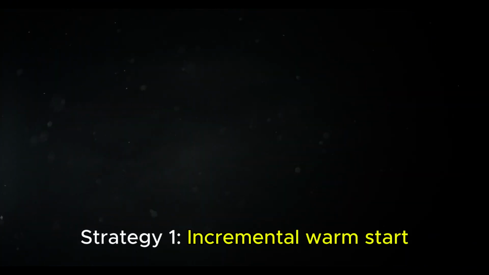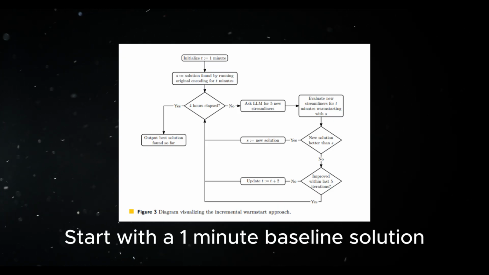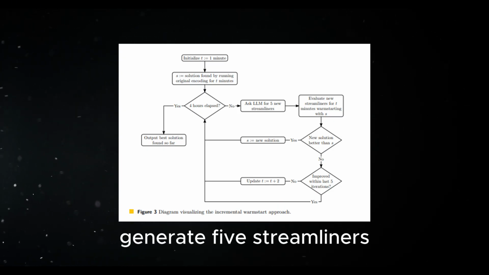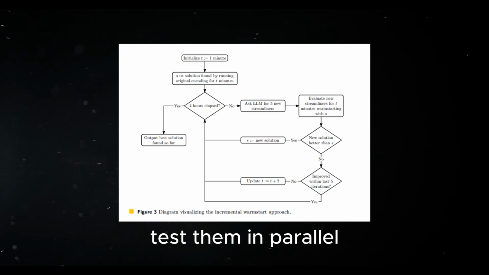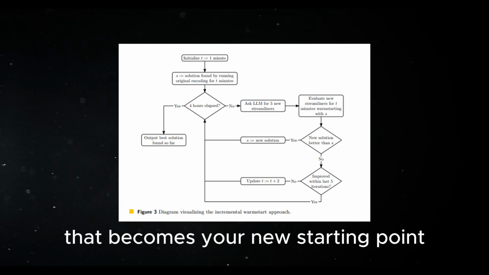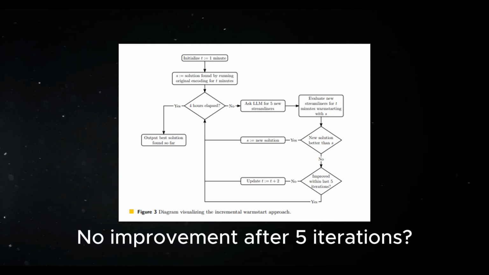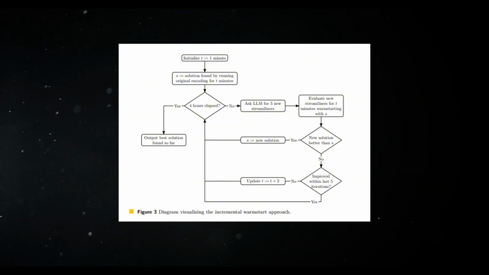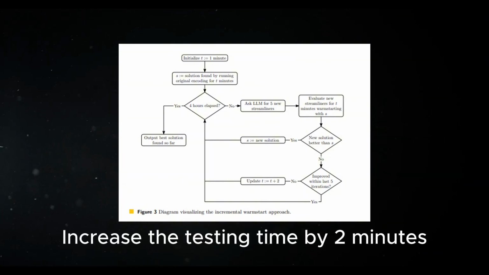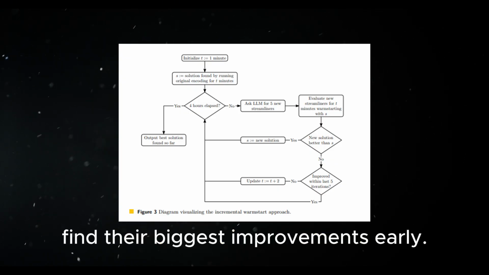Strategy 1. Incremental warm start. Start with a 1-minute baseline solution. Generate 5 streamliners, test them in parallel, and if any finds a better solution, that becomes your new starting point. Your warm start. No improvement after 5 iterations? Increase the testing time by 2 minutes. This exploits a key insight. Optimization problems find their biggest improvements early.